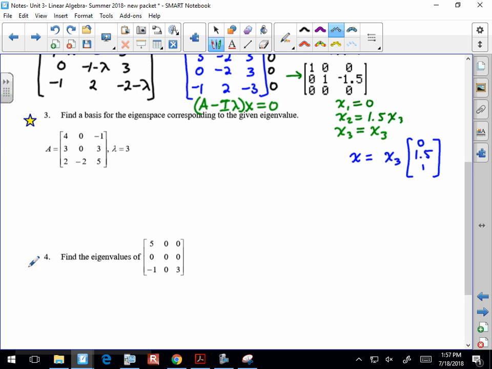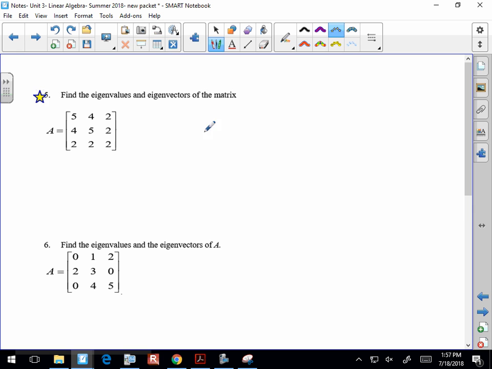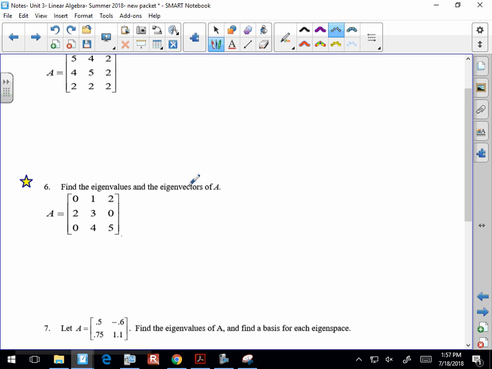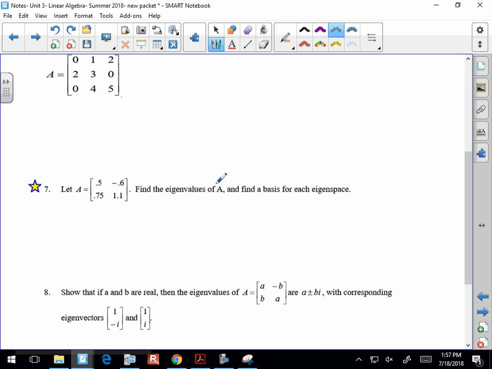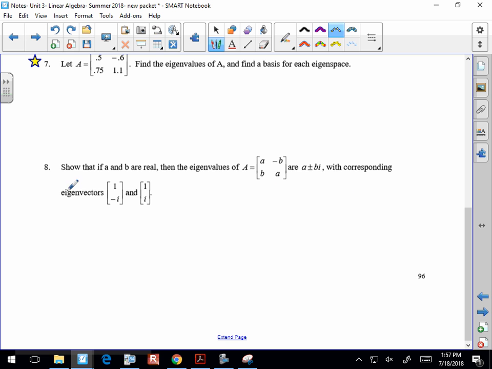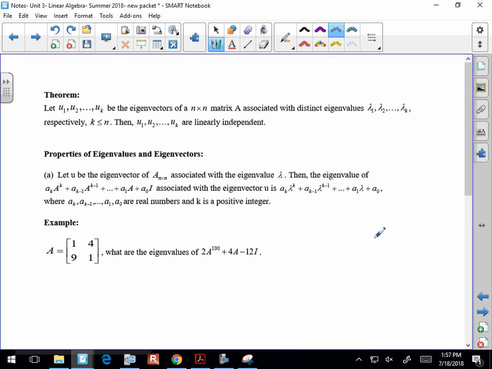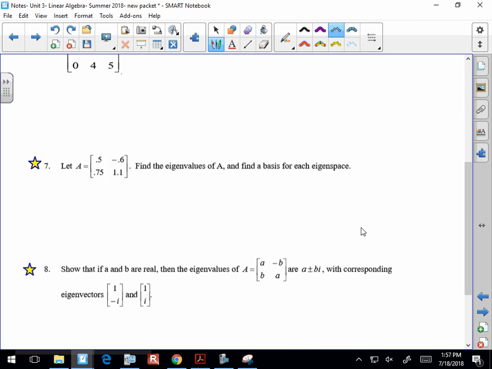Here the last 2 are fun ones. Little a plus bi action, like imaginary numbers. And I won't ask you to do this. So that's where we'll pick up.